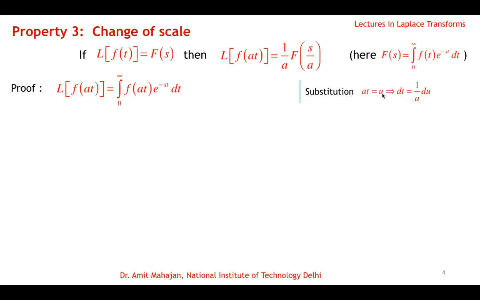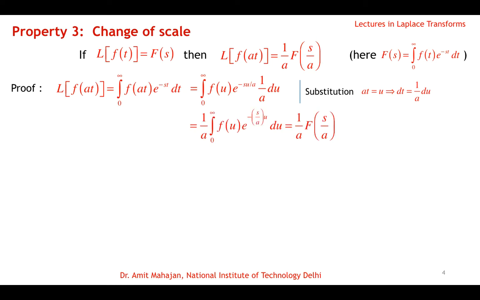When t is infinity, u is infinity. Okay. So limit remains same, u from 0 to infinity. Okay, here at becomes u, this t is substituted as u by a and dt will be du by a. Okay, so 1 by a is a constant, it goes outside. Now this integral is very similar to this integral except that s parameter is written as s by a, so this function should be written as a function of s by a.